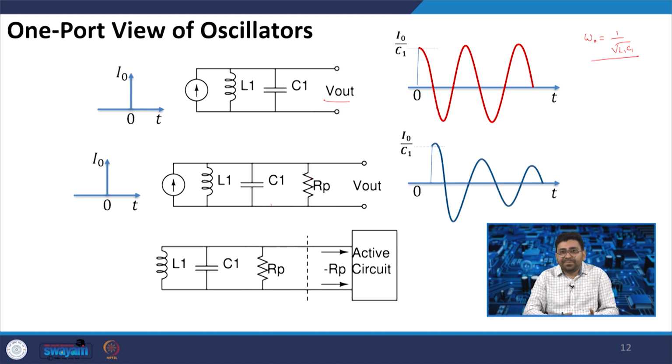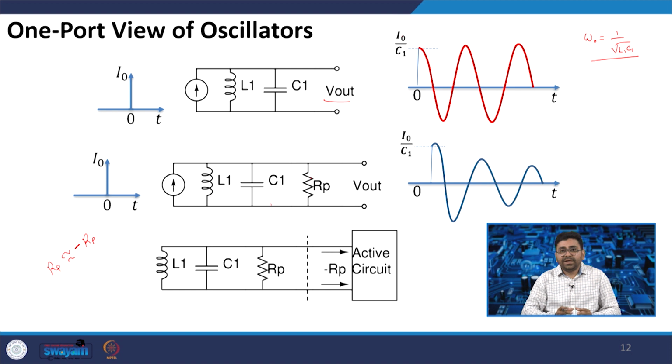So, see, the simplest way to sustain the oscillation: can we cancel out the Rp? How can we cancel out the Rp? I have an Rp, and if I generate a resistance with the same value as Rp but negative, in order to cancel it out, then the total resistance Rp minus Rp is equal to 0. So, can we generate a negative resistance? Yes, we can generate a negative resistance. How? We can use active circuits.